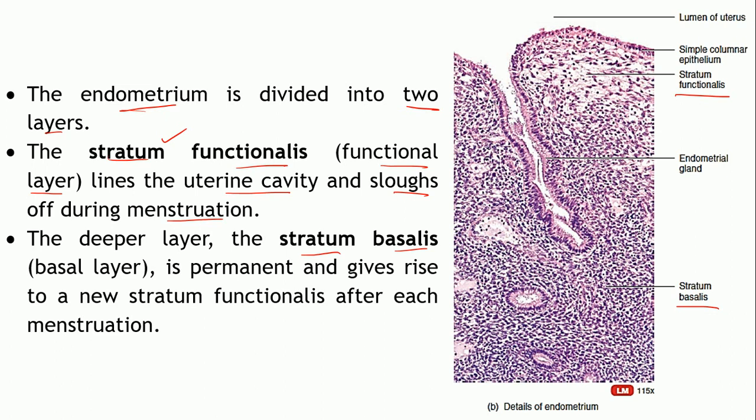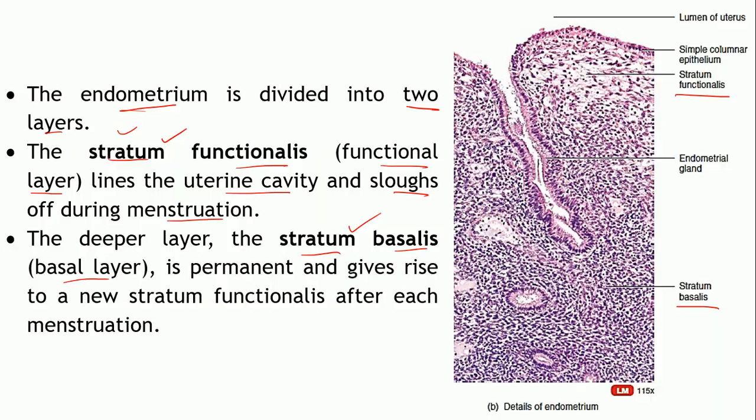This is the basal layer, a permanent layer, and this is the temporary layer. Stratum basalis being a permanent layer, once stratum functionalis sloughs off, a new stratum functionalis has to be formed, right? That is formed by the stratum basalis. So it will give rise to a new stratum functionalis layer after the menstruation.